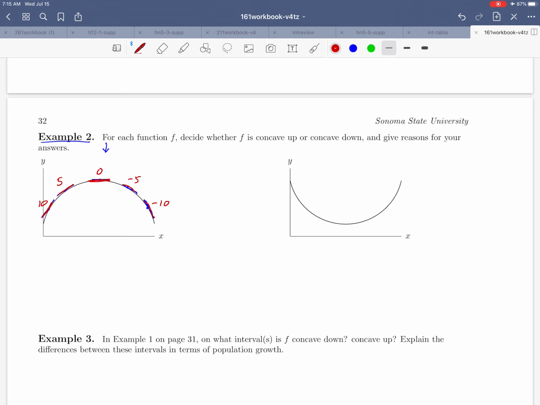My question to you is, as you look at those slopes from left to right, are the slopes numerically increasing or are they decreasing? So we went from 10 to 5 to 0 to -5 to -10. Notice that those numbers are decreasing. They're getting smaller. So we could make the following observation here.